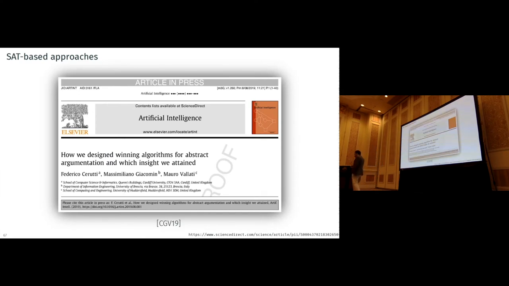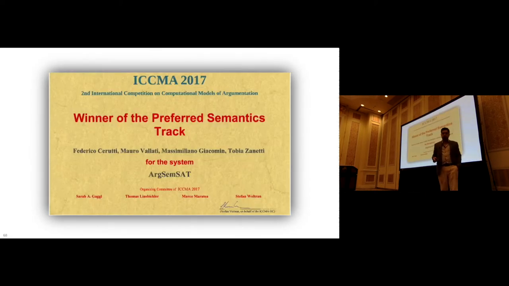Now, I'm the author of one of the approaches using a SAT solver as well, and that's why I'm going to use a different variation of what I just said to illustrate some interesting elements linked to the efficiency of SAT-based approaches. And all of this has been published as we speak, in the sense that yesterday I sent the proof of our AIJ paper on the system that won the preferred semantics track of the International Competition on Computational Models of Argumentation of 2017. The name is ArgSemSAT.